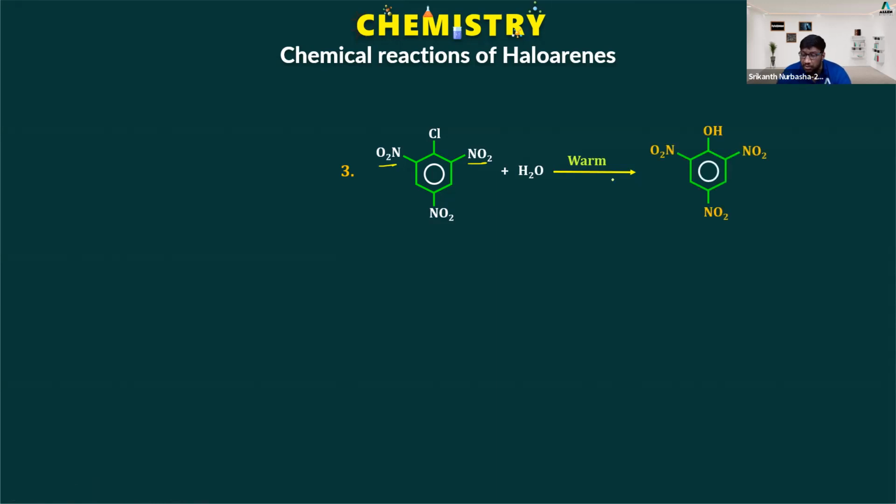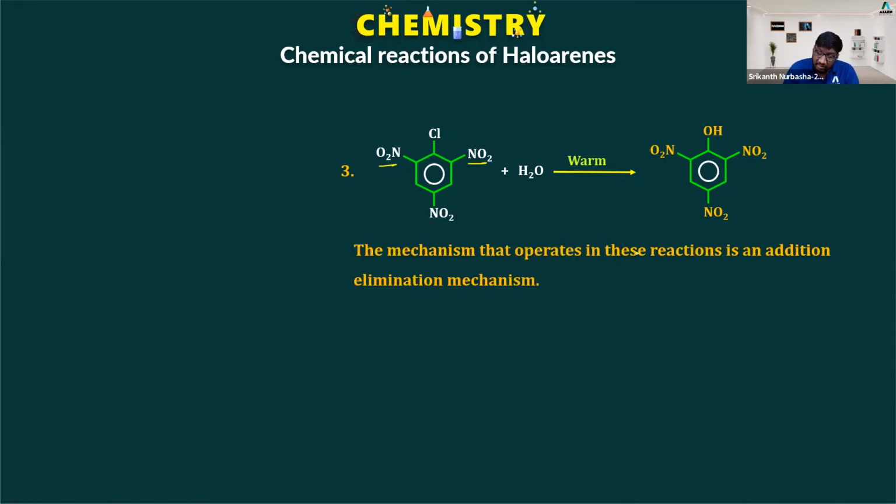Is that point clear, students? The electron withdrawing groups present at ortho and para positions stabilize the complex. If the complex is stabilized, then the reaction is going to happen at a greater rate and under normal conditions. If the complex is not so stable, then you have to maintain high temperature and pressure for the reaction to happen.